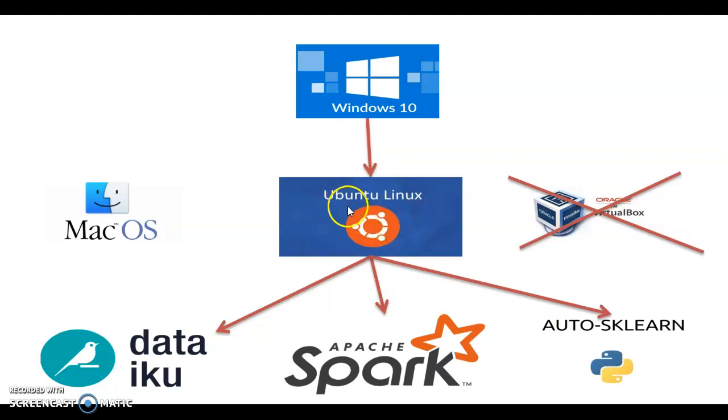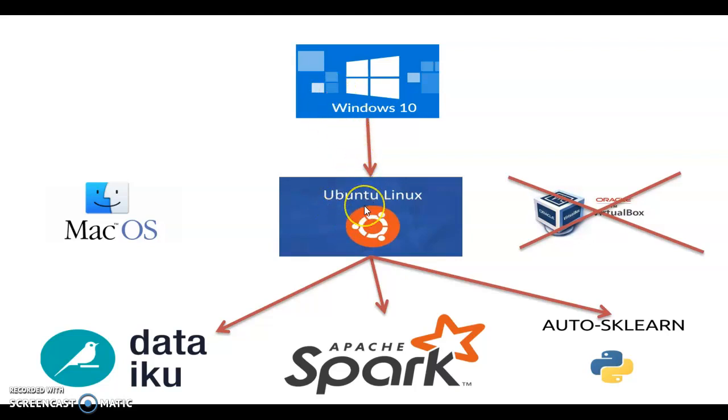So we have Ubuntu here in the middle. Our objective is to have an Ubuntu machine to then install those softwares later. And why use it in Windows, and not as a VirtualBox? Well, basically because VirtualBox is a little bit unstable, and especially with Dataiku and Spark, it breaks all the time. So I recommend that you use Ubuntu inside Windows.